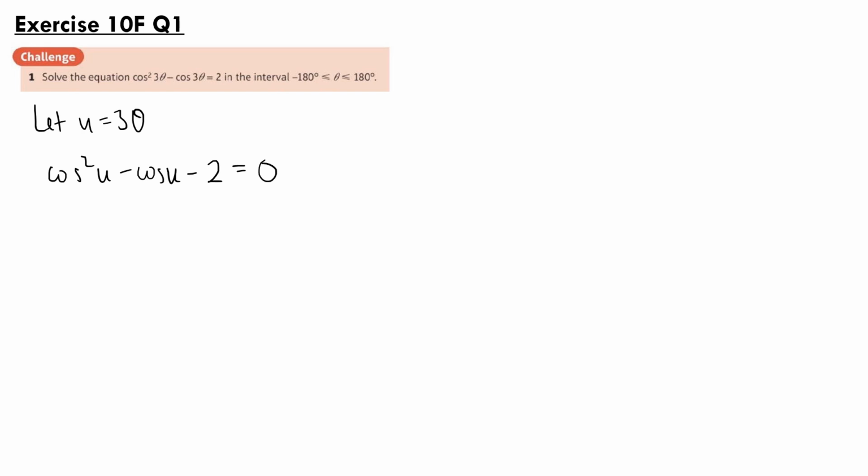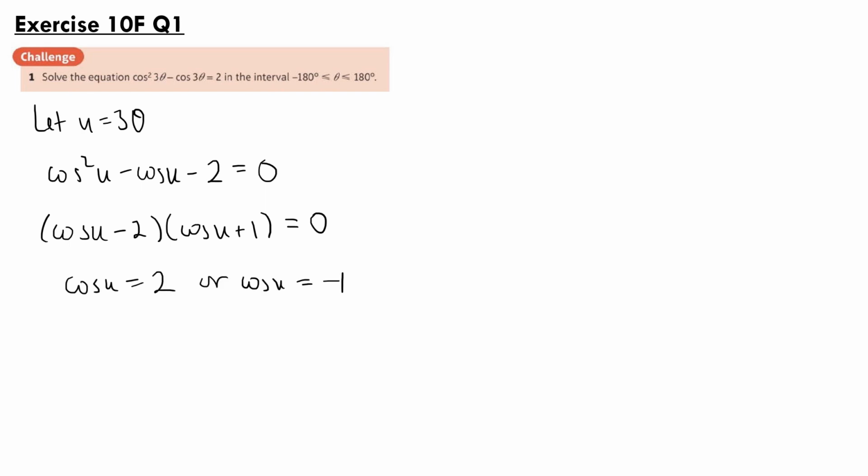And this is a quadratic that we can factorize quite easily. So we have cos u minus 2 and cos u plus 1 is equal to 0. So we have that cos u is equal to 2 or cos u is equal to minus 1. And because cos only ranges between minus 1 and 1, we can safely cross off this solution here. So we get all our solutions from cos u is equal to minus 1.